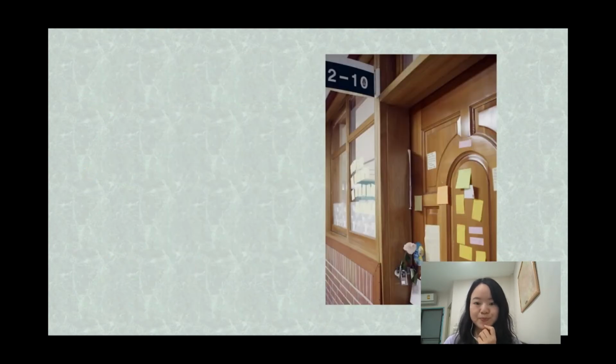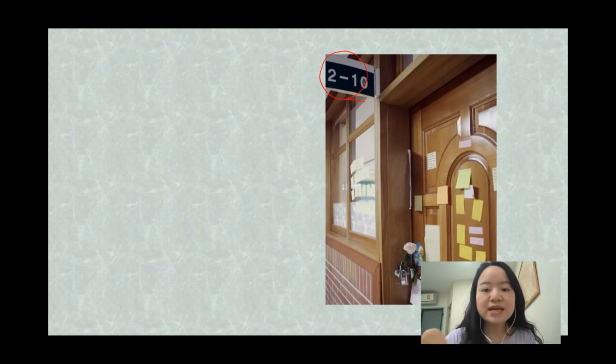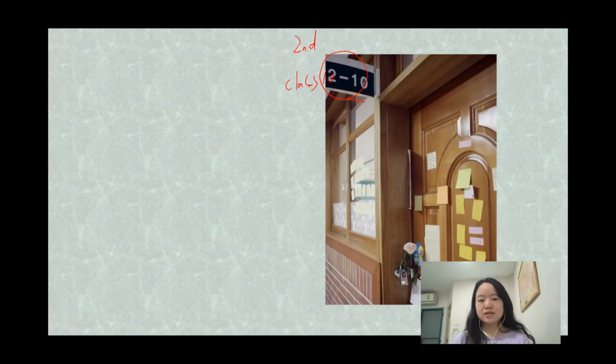let's move on. Look at the picture. It's a picture of classroom. But here there is a board to show which grade, which class the classroom is. Okay, so according to the board, it should be 2nd grade and class 10. So how to express it in Korean? First one, grade.